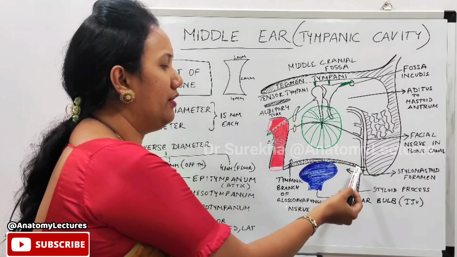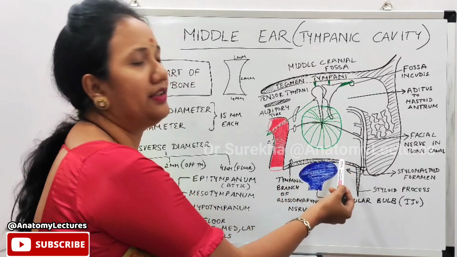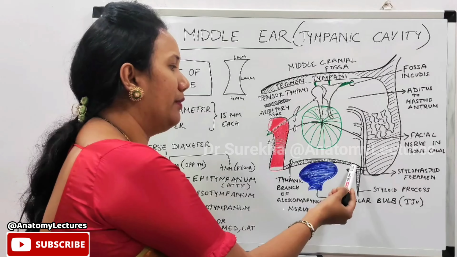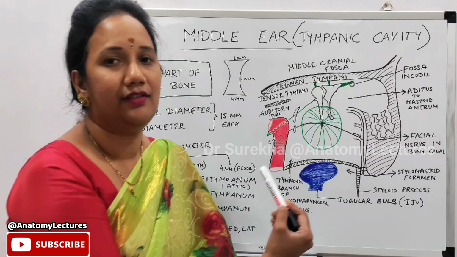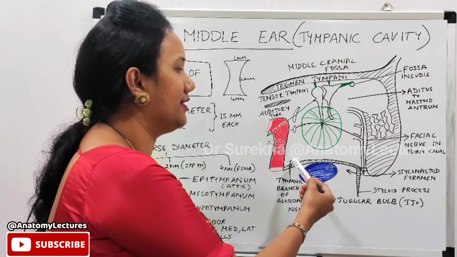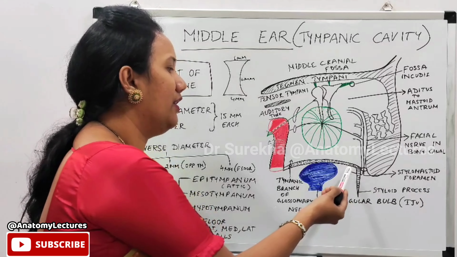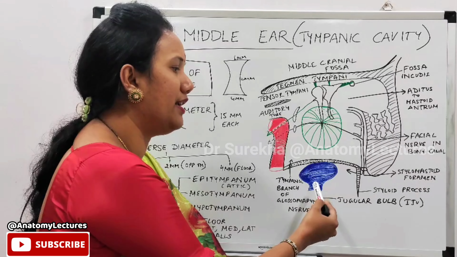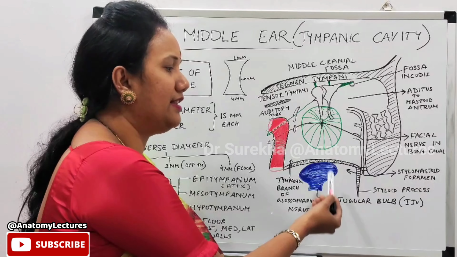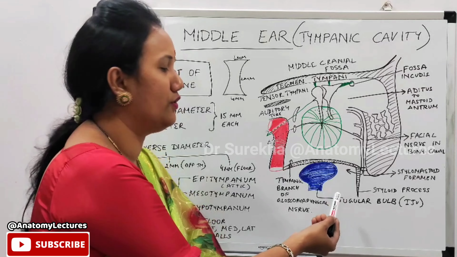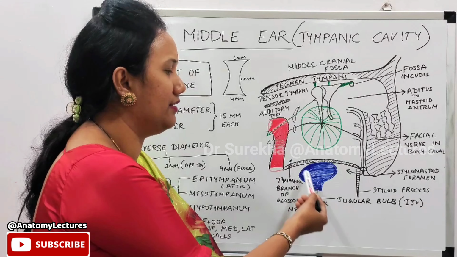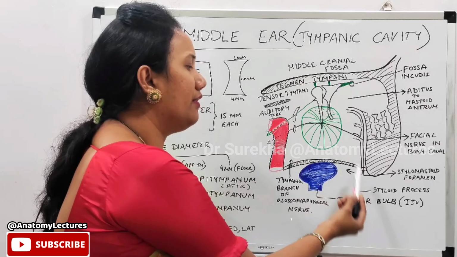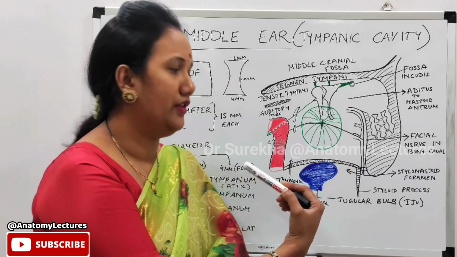As I told you, the floor is less wide in comparison to the roof, and this floor is formed by the jugular fossa. So this is the under surface of the petrous part of the temporal bone, and this is in relation to the jugular bulb, that is the superior bulb of the internal jugular vein. So the floor is formed by the jugular fossa.